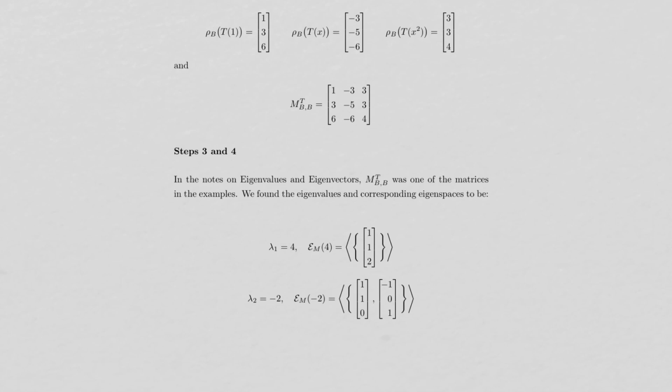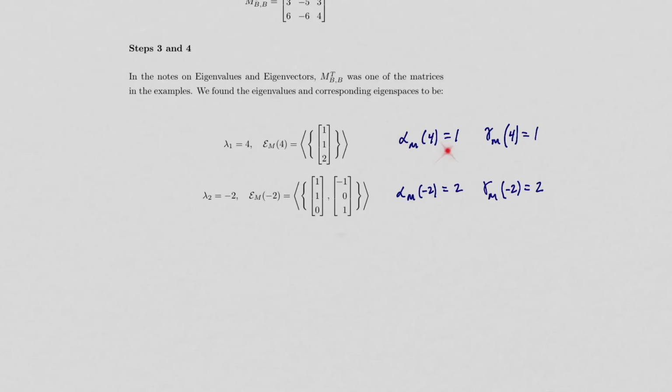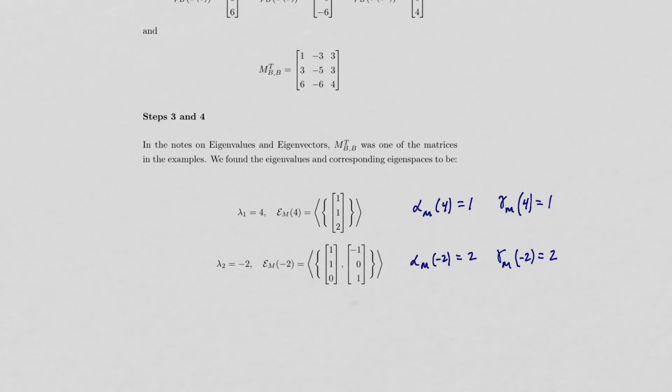We'd find we got two eigenvalues, 4 and negative 2. The eigenspace for 4 is this one. The eigenspace for negative 2 is this one. We also found the algebraic multiplicity for 4 was 1. The algebraic multiplicity for negative 2 was 2. And we can see here from the eigenspaces, the geometric multiplicity for 4 is 1, and the geometric multiplicity for negative 2 is 2. Because these are equal and these are equal, we know that this matrix M is diagonalizable.